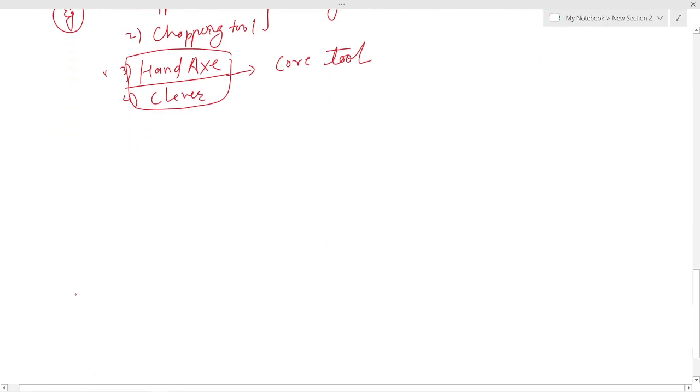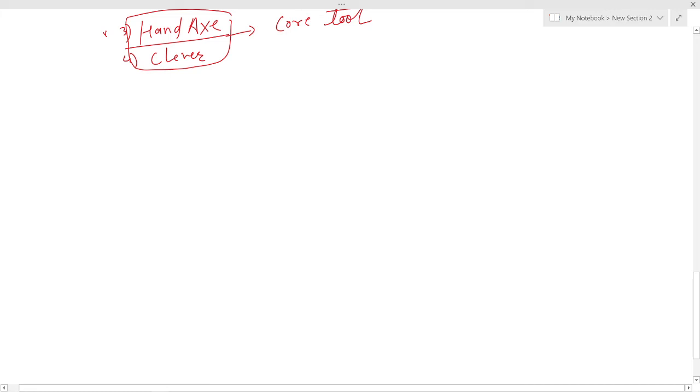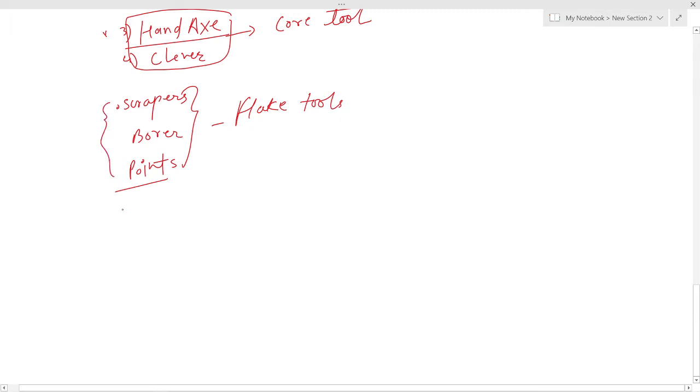The next are scrapers, borers, and points. These three will come under flake tools. And the last ones, eighth, ninth, and tenth, are microlith, harpoon, and celt.